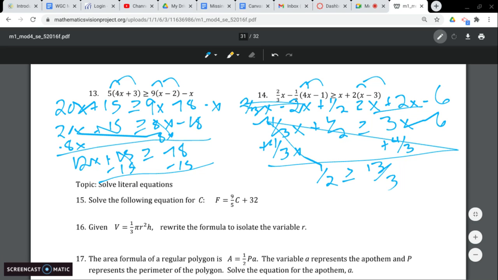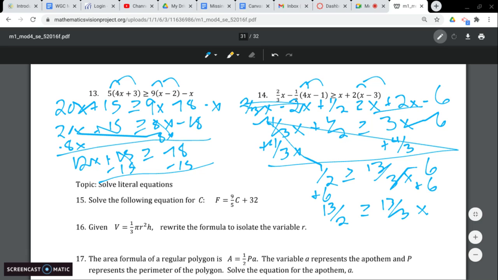Okay, so then we have our minus 6. Now we need to add the 6 to the half, so we end up with 6 1/2, which, if we write that as an improper fraction, would give us 13 halves is greater than or equal to 13 thirds x. There should be an x there.